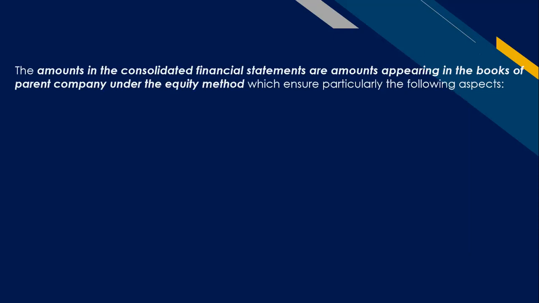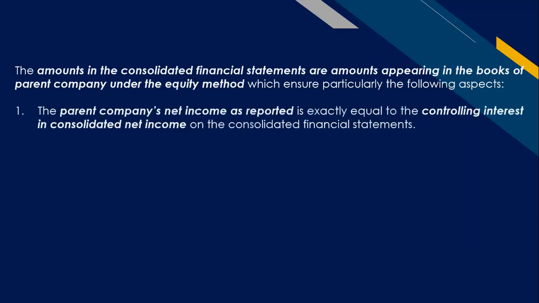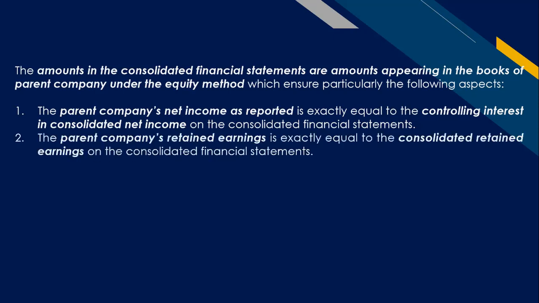Now, the amounts in the consolidated financial statements are amounts appearing in the books of the parent company under the equity method, which ensures particularly the following aspects. The parent company's net income as reported is exactly equal to the controlling interest in consolidated net income on the consolidated financial statements. The parent company's retained earnings is exactly equal to the consolidated retained earnings on the consolidated financial statements.